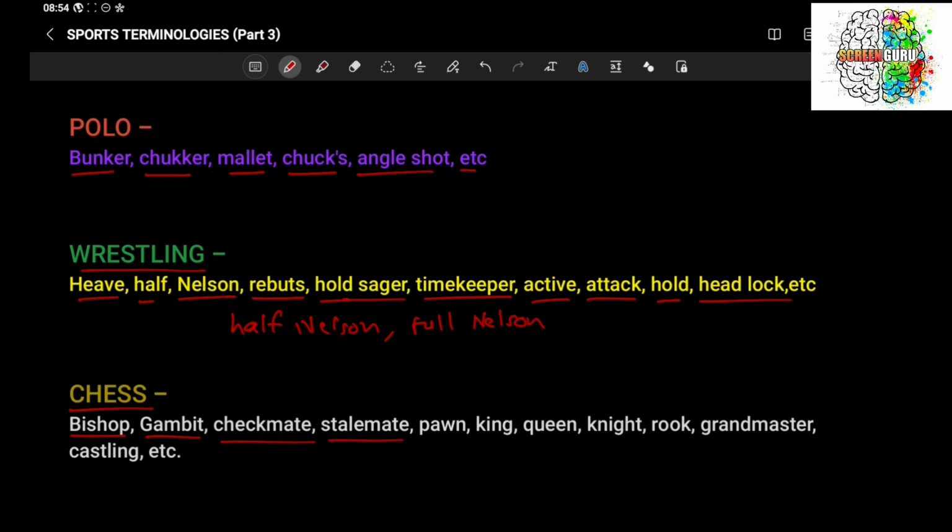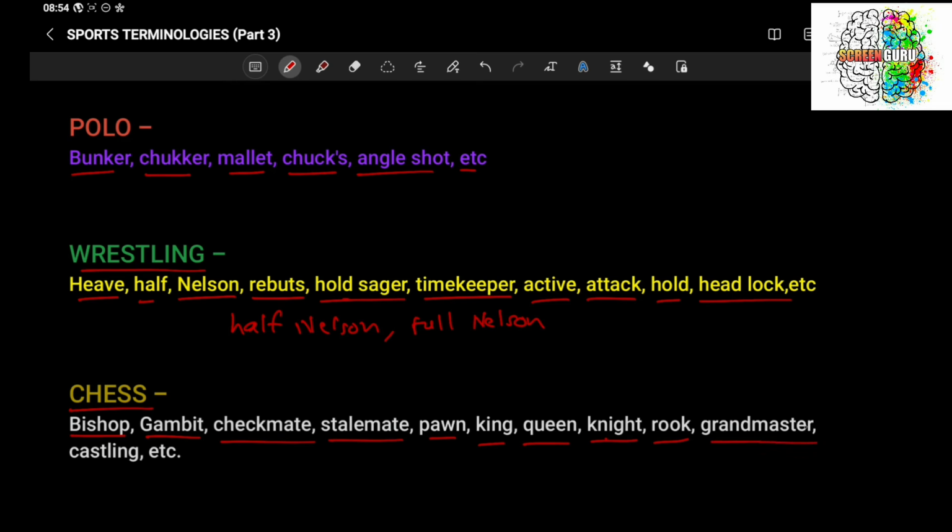We have stalemate. In this position you aren't able to move any of your team, I can say any of your chess elements, right? And it happens mostly for the king. If your king is checked from all sides and you aren't able to move to any side, that is called a stalemate. Then we have pawn, which are the soldiers, you can say. Then we have the king, the most important element. Then we have queen. Then we have knight, the one element which looks like a half horse. Then we have rook, also known as elephant, the elephant piece.